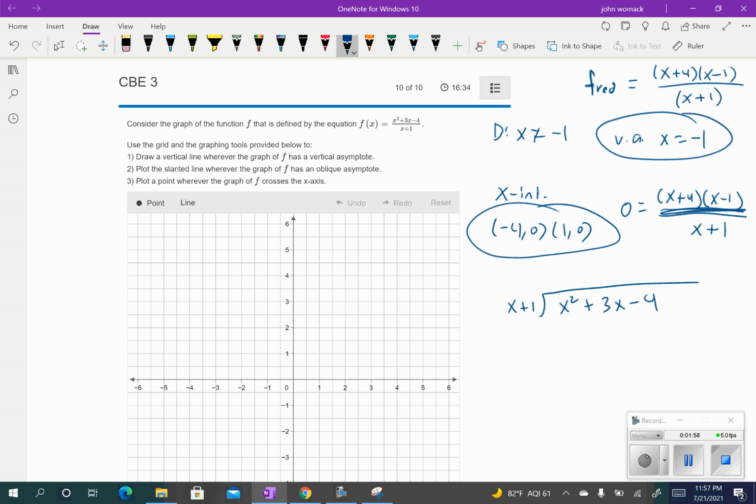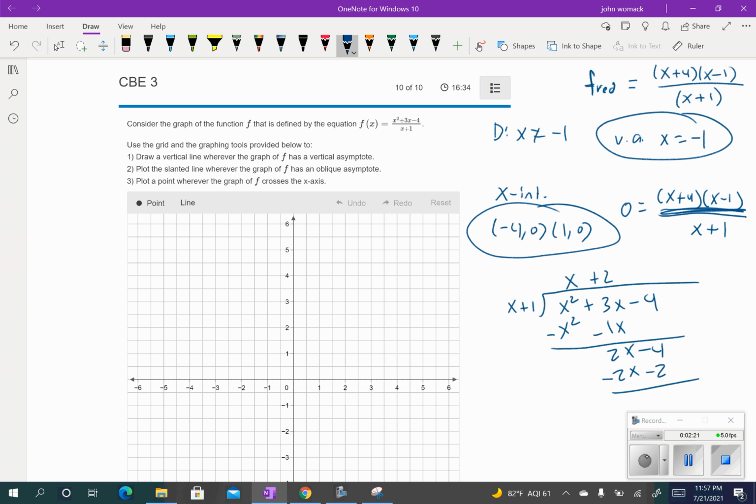What do I times x by to get x squared? Multiply it through. Got to subtract them, so this is actually going to change to a minus right there. That would be 2x minus 4. What do I times x by to get 2x? Times it by 2. So that would be 2.